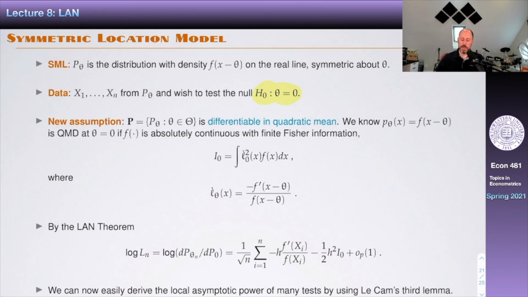The new assumption that we're going to impose is that this family of distributions is differentiable in quadratic mean, which essentially says that this f here is continuously differentiable. Here I wrote absolutely continuous because, again, it depends on what version you use, but let's stick to continuously differentiable. And it has finite Fisher information at the null given by I0, which is the integral of the score at 0 squared with respect to the density. And remember, this is the score, which at 0 is just f prime divided by f.